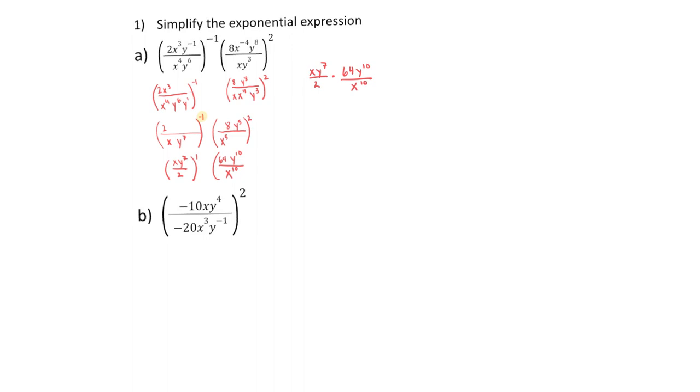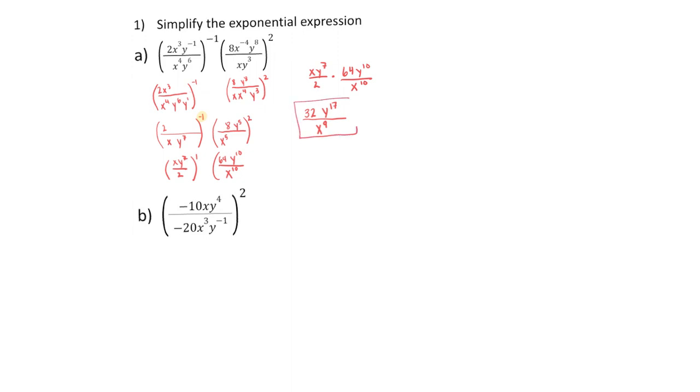Okay, now I'm going to combine like terms. So I have 64 divided by 2. That would give me 32. Then I have x in the numerator and x to the 10th in the denominator. So we will be left with x to the 9th in the denominator and y to the 7th, y to the 10th in the numerator. That becomes y to the 17th in the numerator.